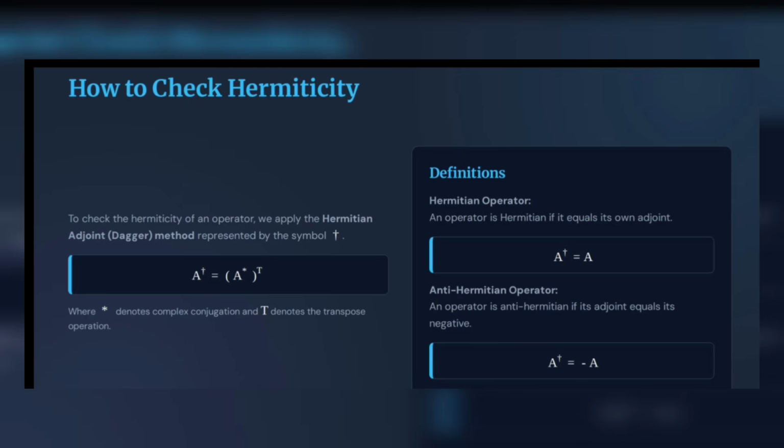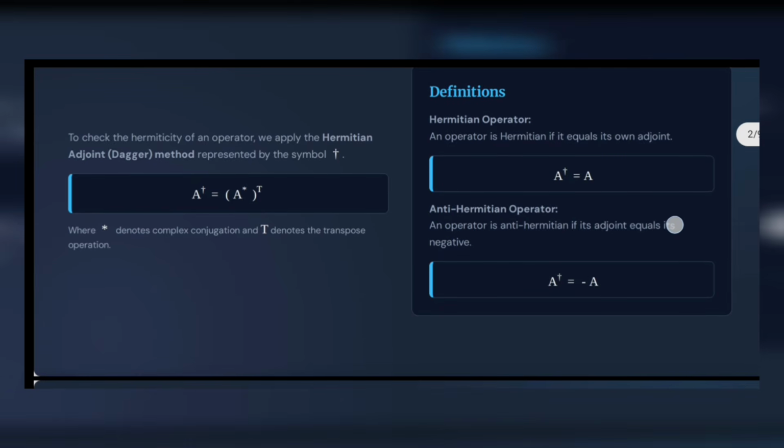Before we jump into examples, let's look at the essential rules of the dagger operation that will make your derivation a breeze. Double adjoint: taking the dagger twice brings you back to the original operator, A dagger dagger equals A. After that, linearity: (A plus or minus B) dagger equals A dagger plus or minus B dagger. Then the constant factor: (cA) dagger equals c star A dagger. Notice how the constant gets complex conjugated.